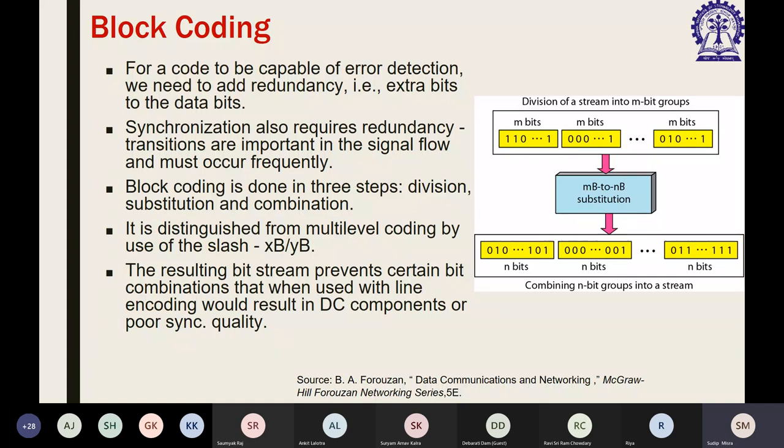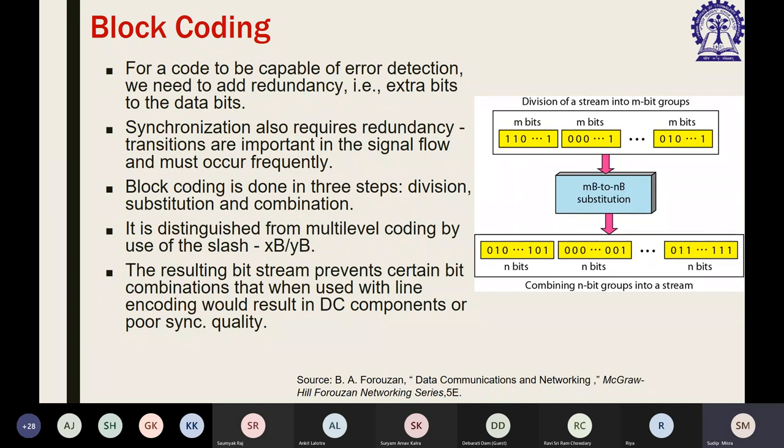So now let us try to understand what is there beyond line encoding, which we covered in the last class. That is called block coding. Block coding basically takes care of the fact that there might be errors that can creep in during the process of transmission.